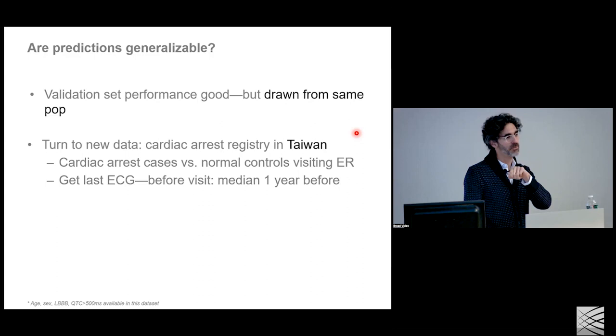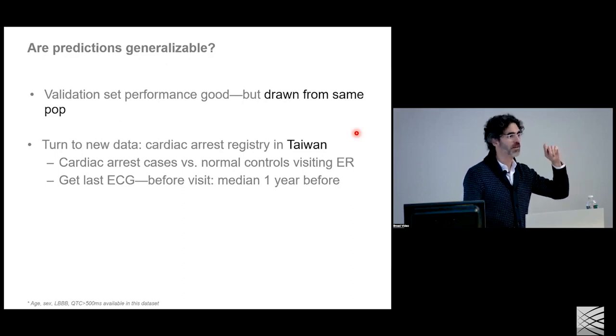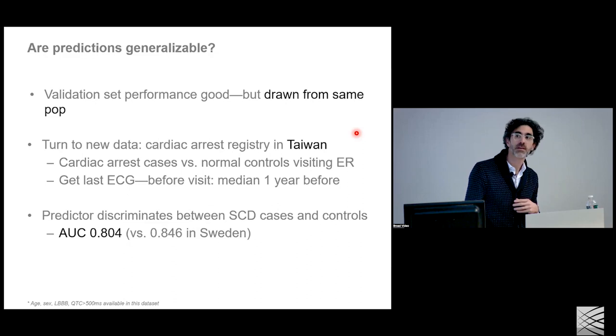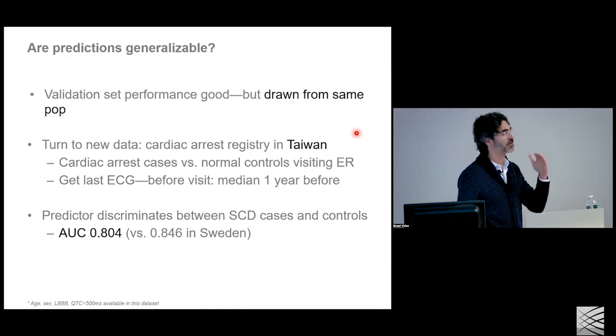Then we take the model from Sweden and we apply it to generate predictions on that last ECG, the one before the ER visit, and we ask whether that prediction can distinguish the cases from the controls. And the AUC, which was 0.846 in Sweden, is actually still, to me at least, surprisingly high in Taiwan. So this is able to distinguish cases from controls about a year in advance in this setup.